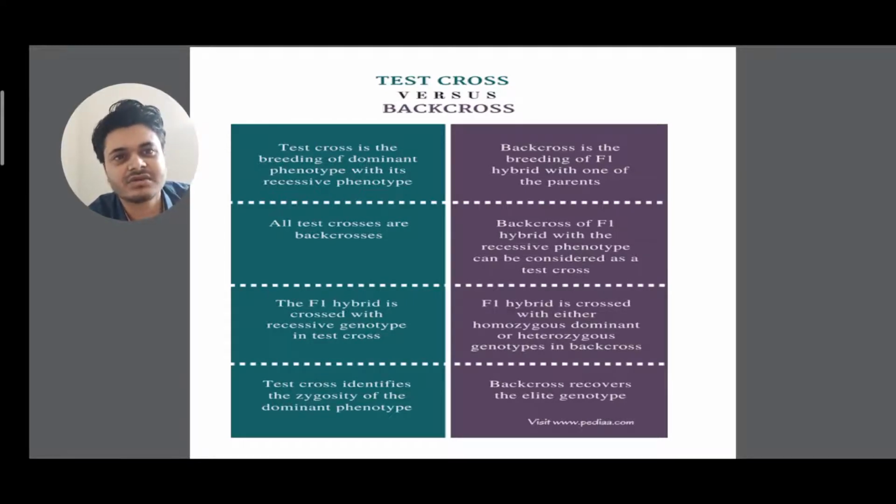Alright, next point, the F1 hybrid is crossed with the recessive genotype in the test cross, whereas in the back cross, the F1 hybrid is crossed with either the homozygous dominant or heterozygous genotype, clear? One more for test cross is, a test cross identifies the zygosity of its dominant phenotype, whereas the back cross recovers the elite genotype, clear?